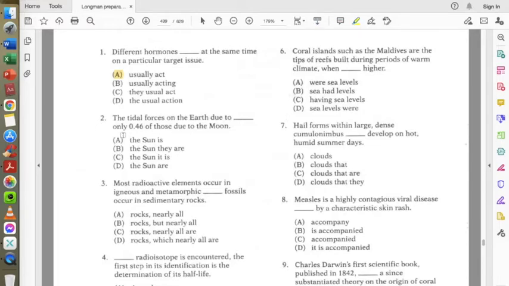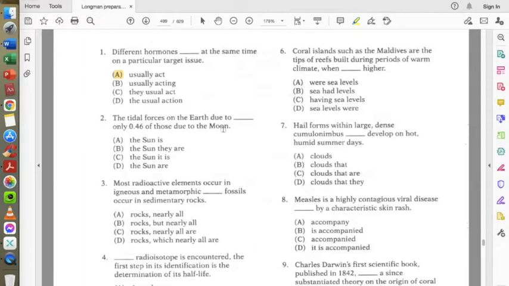Okay. Next, the tidal forces on the earth due to blank, only 0.46 of those due to the moon. So we've got tidal forces as plural, on the earth due to something, and then we need a verb, and then that's going to link our second part here. Only 0.46 of those due to the moon. So let's see, the sun is, now we've got tidal forces, that's wrong. You can take out the singular, A and C.